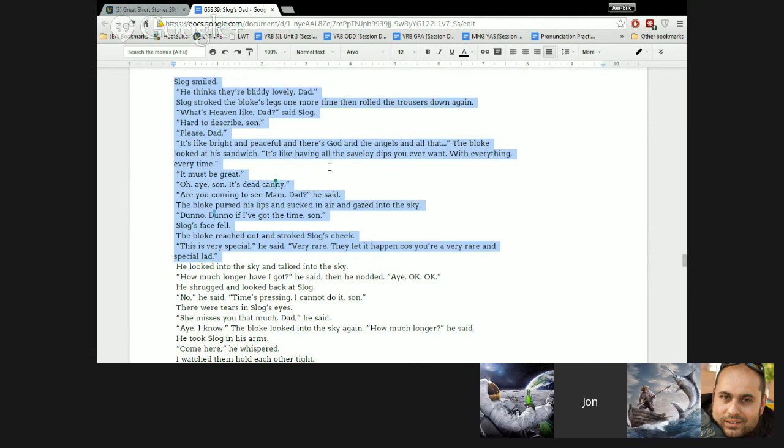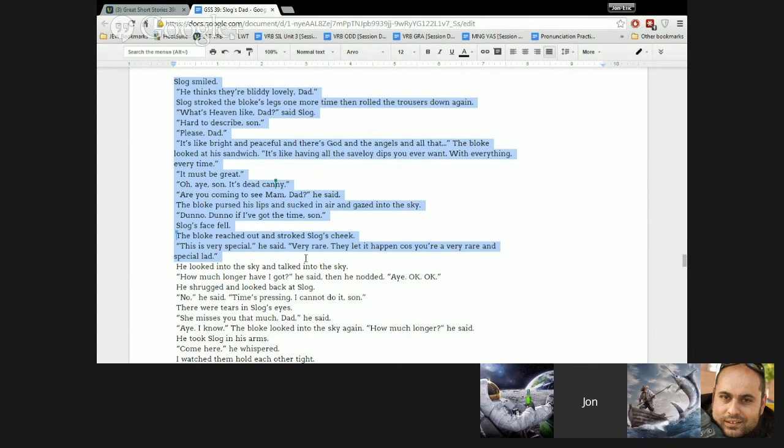He said. The bloke pursed his lips and sucked in the air and gazed into the sky. Do you know if I've got the time, son? Slug's face fell. The bloke reached out and stroked Slug's cheek. This is very special, he said. Very rare. They let it happen 'cause you're a very rare and special lad.